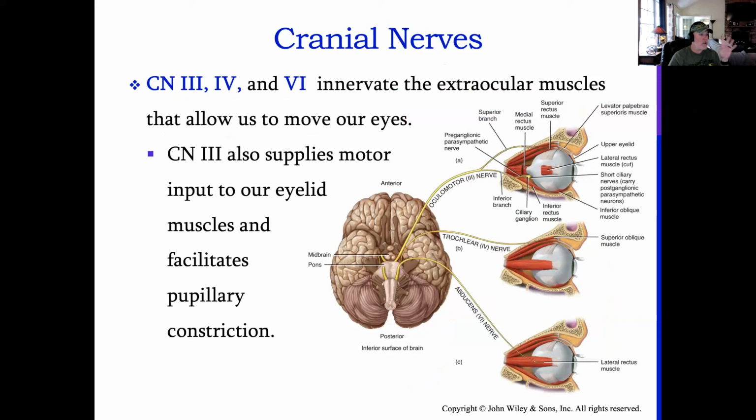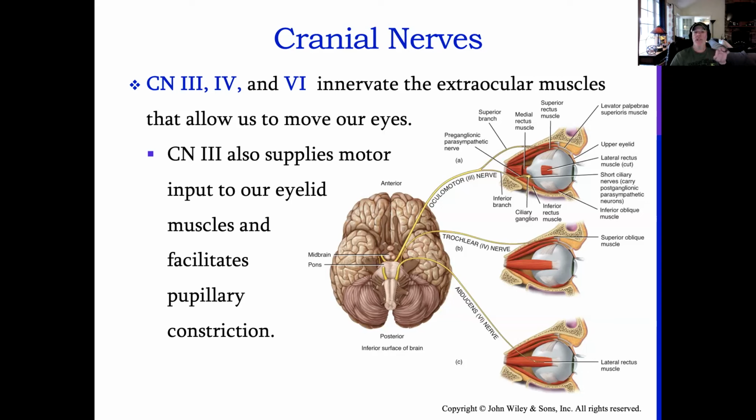Cranial nerve 4 is the trochlear nerve, and cranial nerve 6 is the abducens nerve. And these three nerves, cranial nerves 3, 4, and 6, make our eyes do tricks. All right, these are the cranial nerves that are responsible for movement of the eye. Now, cranial nerve 3 is going to supply motor function to 4 of our 6 extraocular muscles: superior rectus, inferior rectus, medial rectus, and inferior oblique. The trochlear nerve, cranial nerve 4, has one job: control the superior oblique muscle. Cranial nerve 6 has one job: control the lateral rectus muscle.